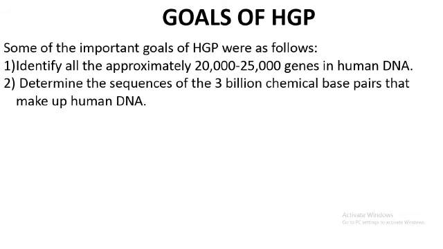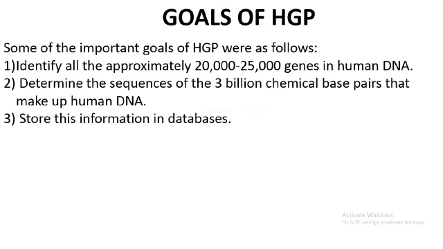The second thing was to determine the sequences of 3 billion chemical base pairs that make up human DNA. That is, in these 25,000 genes, which was approximate, they estimated that there were 3 billion nitrogenous base pairs. So, how were they arranged? What is the pattern of arrangement of these base pairs? To determine that was the goal.